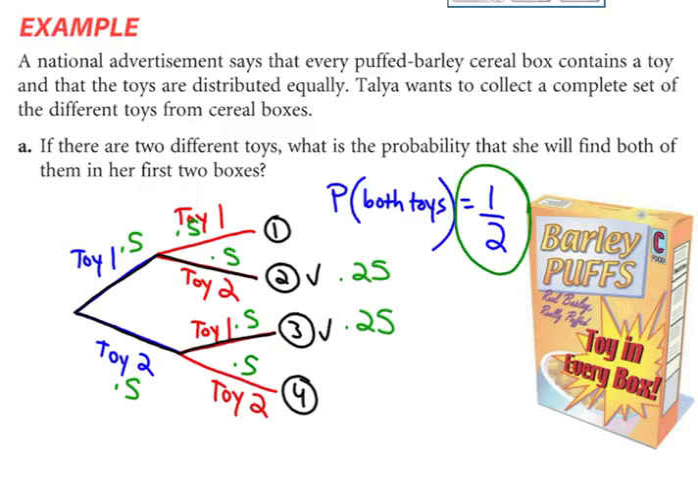So what I'm telling you is you can take the number of outcomes that work over the total number of outcomes, like 2 out of 4 gives us 1/2, or you can multiply the probabilities of the individual branches, and if there are multiple paths that work, you add them together in the end.